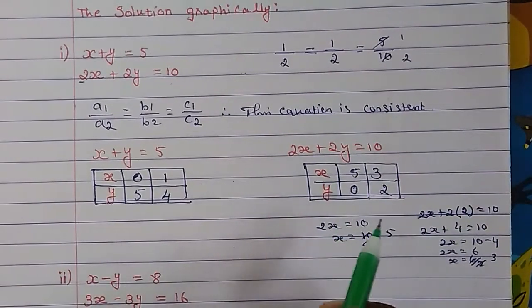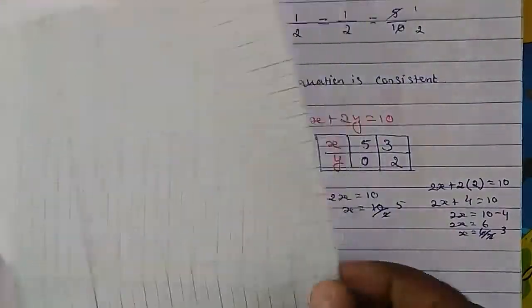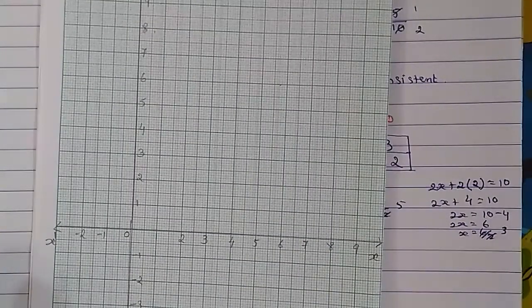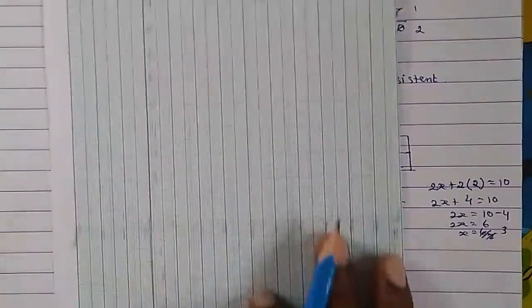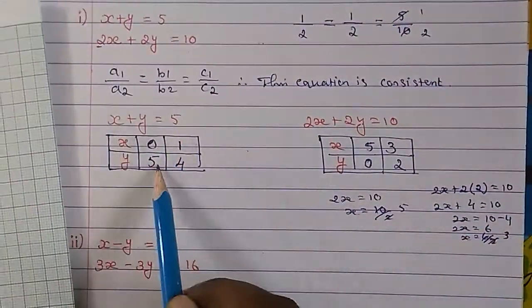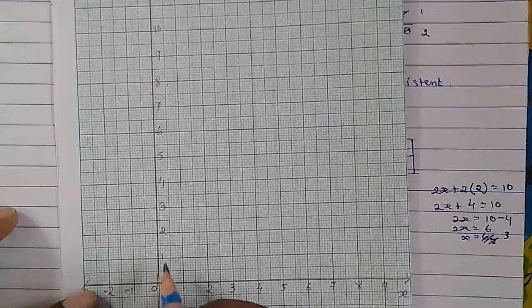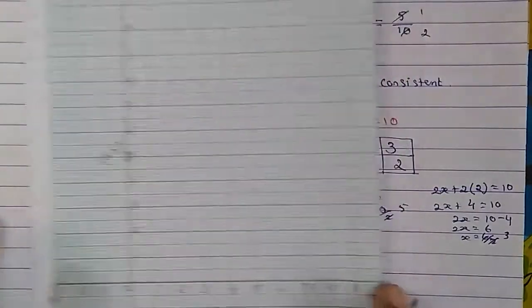So now the solutions are ready, so let's plot it in the graph. So this is our graph. So we have the x-axis, x dash, y-axis and y dash. So let's plot the graph. So first we have 0, 5. For x 0 is here, for y 5 is here. So point will be here, 0, 5.